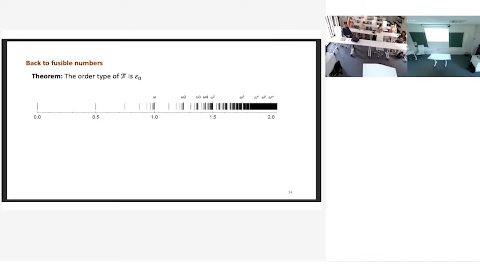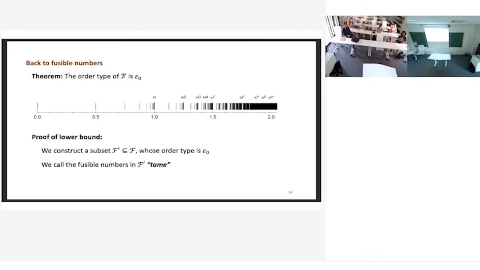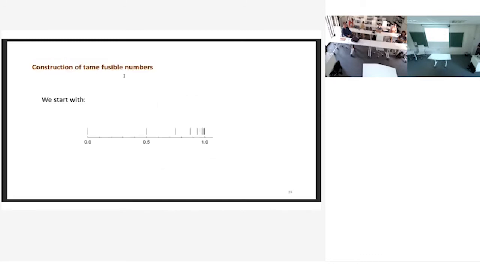The proof is in two parts: a lower bound and an upper bound. Here's the proof of the lower bound. We prove that there is a subset of fusible numbers whose order type is exactly epsilon 0, and this we call tame fusible numbers. You construct the tame fusible numbers by transfinite induction. You construct them first up to 1. You see on the screen the tame fusible numbers up to 1. They have a limit at 1.